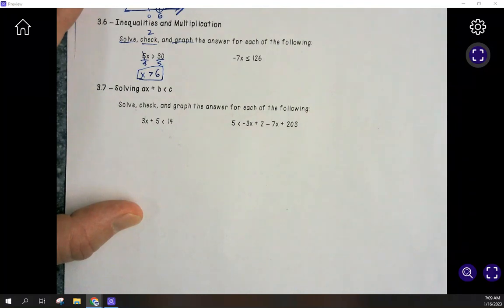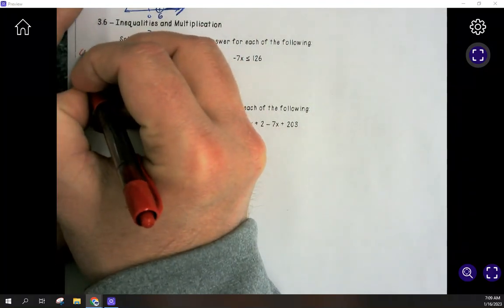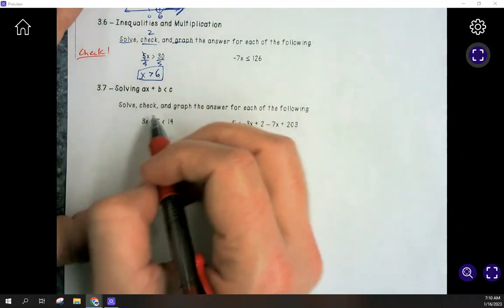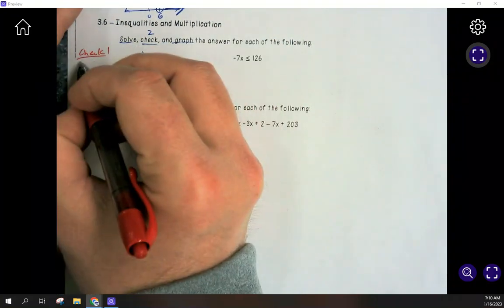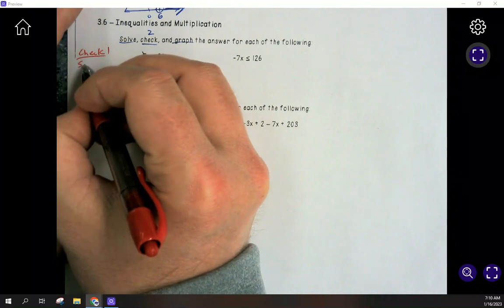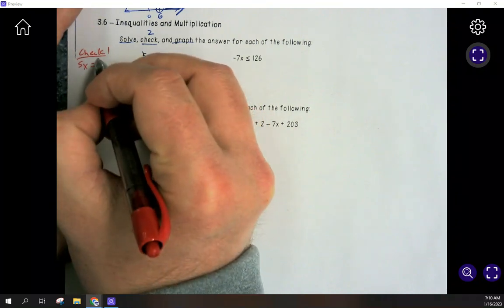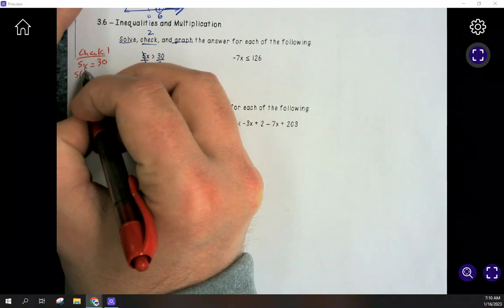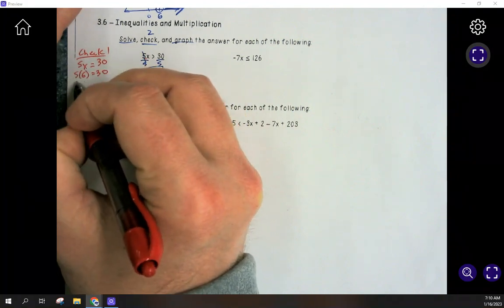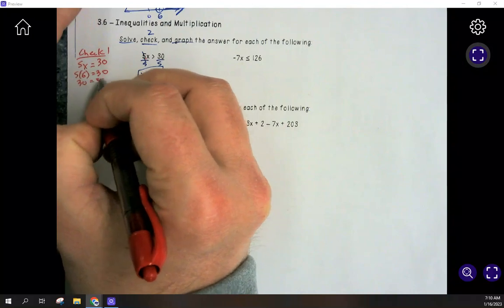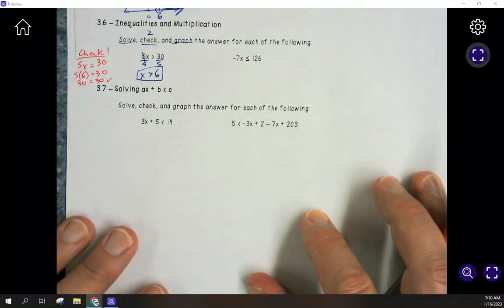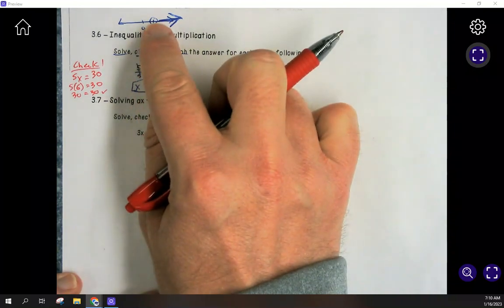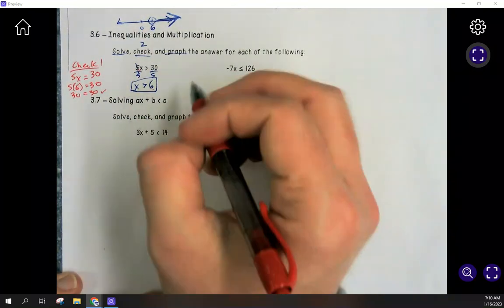Again, two checks to show here. Check 1 is checking that this 6 is the proper endpoint, and so we actually rewrite this with an equal sign. 5x equals 30. We plug in our answer of 6 and make sure that it works. So we get 30 equals 30. It does work. So this means that 6 is the correct endpoint, but I've got to make sure that my shading is going the right direction.